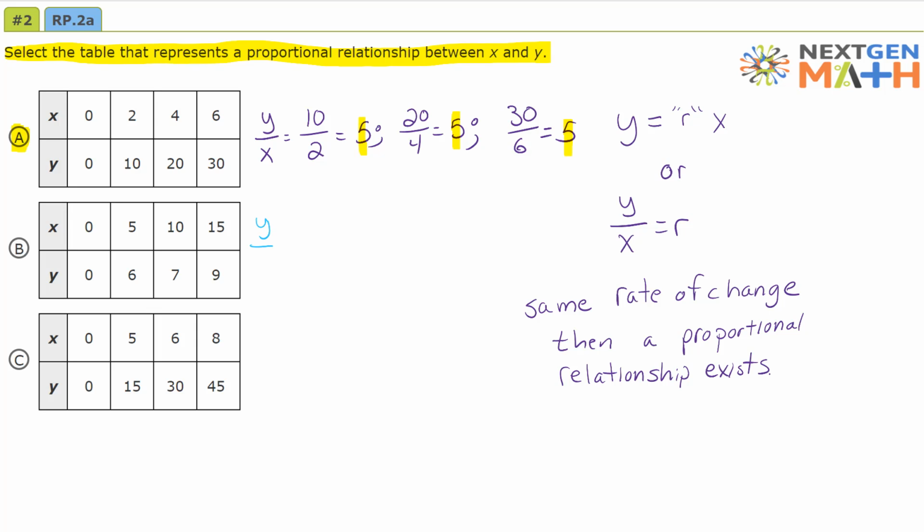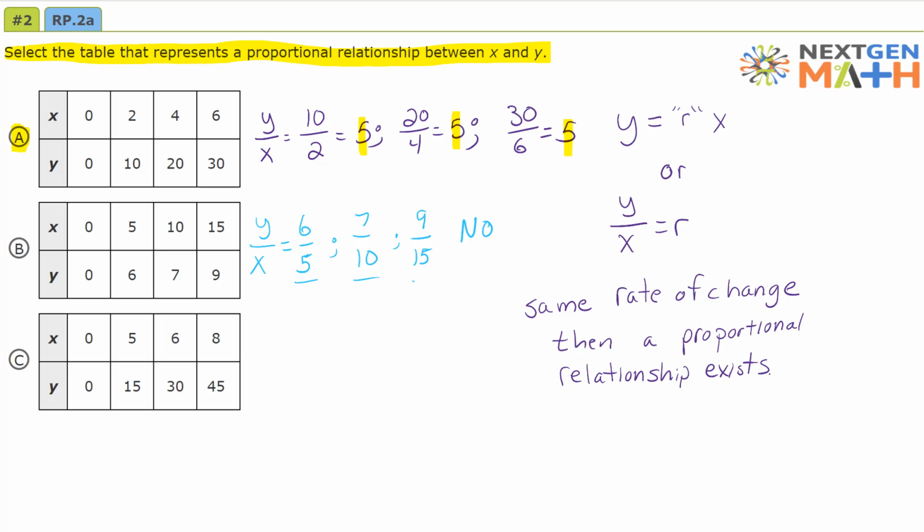B, we will follow the same format of y over x is equal to r. And so we'll start with the first one, which is 6 over 5. And then the second one is 7 over 10. Well, 7 over 10 is not equal to 6 over 5. And then the last one we have is going to be 9 over 15. And so these are a no.